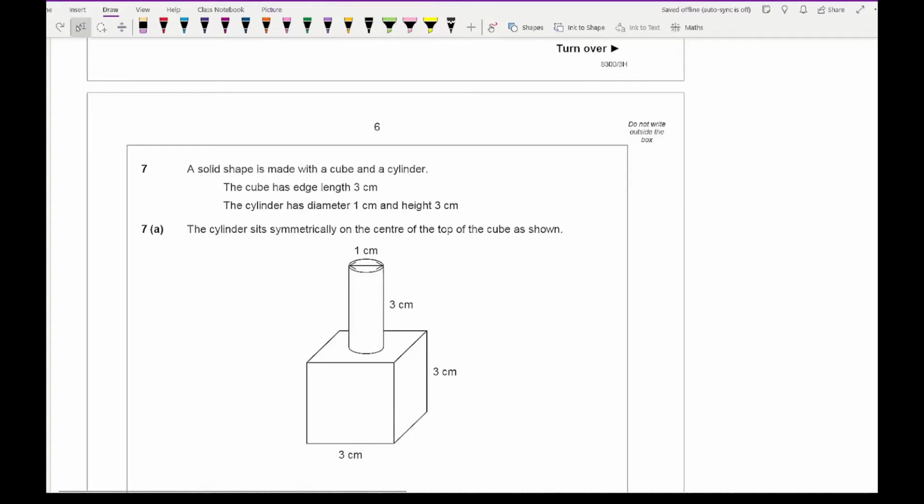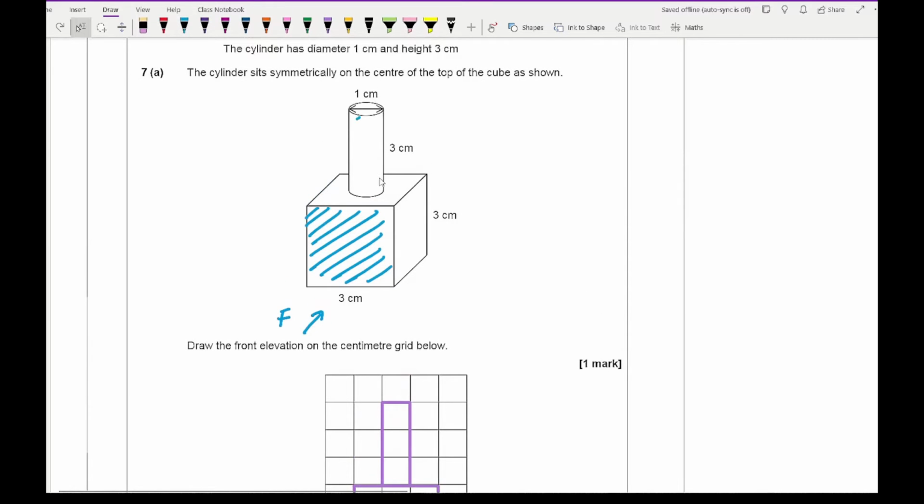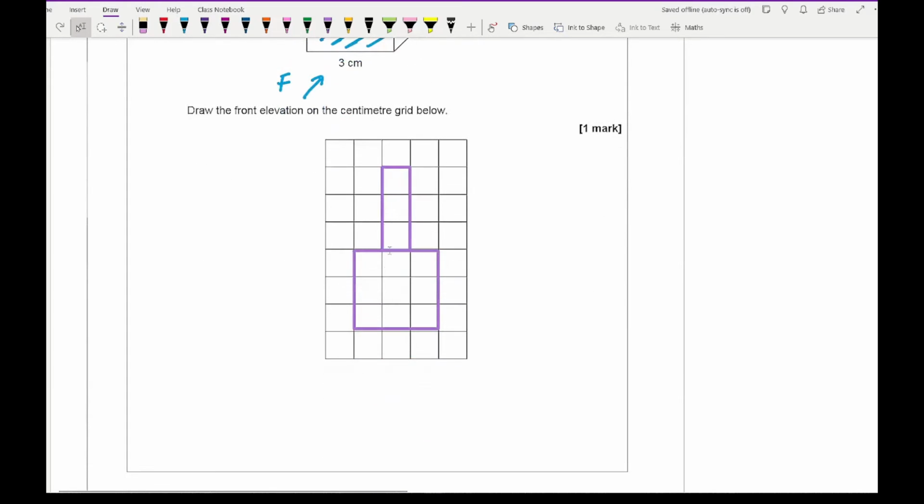Now moving on to question 7, it says that a solid shape is made with a cube and a cylinder. The cube has edges of length 3 centimeters and the cylinder has a diameter of 1 centimeter and a height of 3 centimeters. The cylinder sits symmetrically on the center on top of the cube as shown, and the question is asking us to draw the front elevation on the centimeter grid below. Now the front elevation is going to be this here. So what we need to do is draw this plus the cylinder, and what that would look like is something like this.